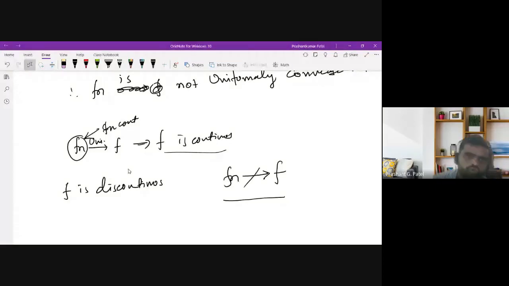So this is another way to deal with the uniform convergence of a sequence: if your limit function is discontinuous, definitely that convergence is not uniform. That is a conclusion we can make out of this. Let us have one example based on continuity of the function as a series.